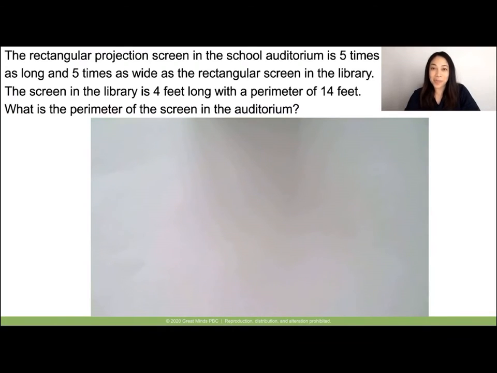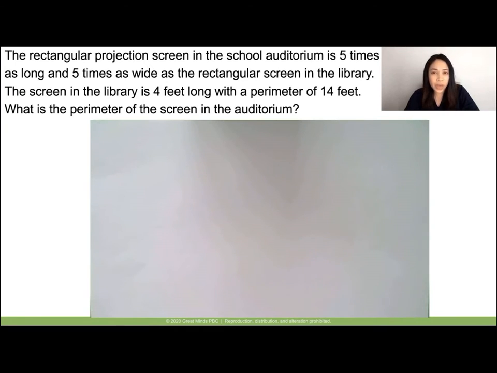Please read the problem with me. The rectangular projection screen in the school auditorium is 5 times as long and 5 times as wide as the rectangular screen in the library. The screen in the library is 4 feet long with a perimeter of 14 feet. What is the perimeter of the screen in the auditorium? Pause for a moment here.